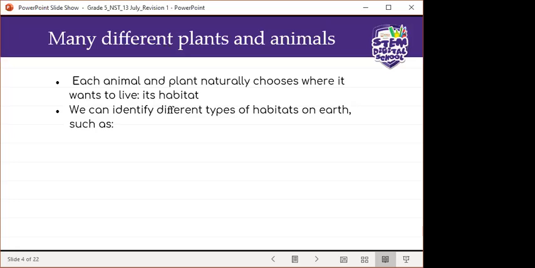And we can identify different types of habitats on Earth. We have 4 types of habitats, and I need at least 2 or 3 of you to give me those 4 types of habitats that we find on Earth. You can raise your hand and then I will unmute your mic, or alternatively, you can write it in the group chat. I will need everyone to participate.